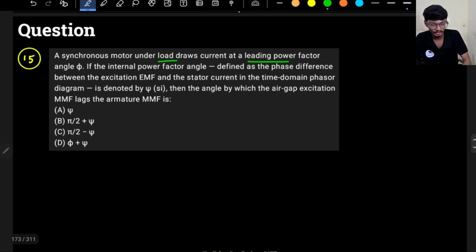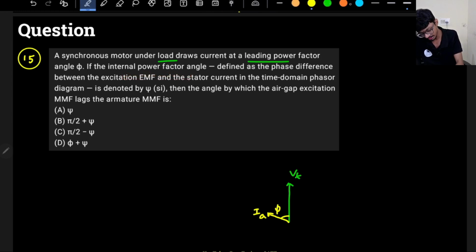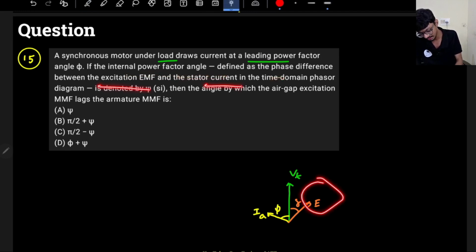So the synchronous motor is operating under load and it draws current at leading power factor. Basically, if this is my Vt, the current will be leading, somewhere here, I, at this angle theta. And this is phi, it is operating at leading power factor with phi. The internal power factor angle, again your E will always lag no matter what the Vt. So this is delta. Internal power factor angle is defined as the phase difference between the excitation EMF and the stator current in time domain phasor diagram. It is denoted by psi.